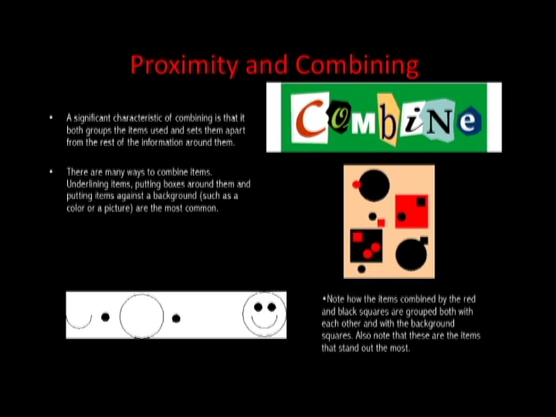When overlap is complete enough that the objects feel that they're combined, the items are grouped so strongly that it will tend to set them apart from the rest of the information around them. So for example, when you look at the little black objects inside this red square, or the red objects inside this black square, they seem to be in a relationship that gives them more importance than some of the other objects in the composition. There are many ways to combine items.